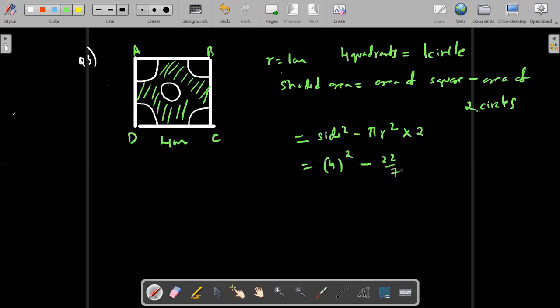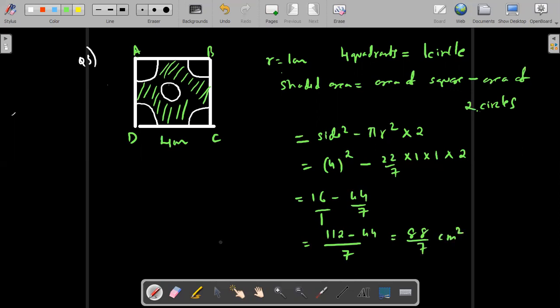So 22 by 7 is the value of pi. The radius of the circle is 1 centimeter, and we are multiplying by 2 because one circle in between and the 4 quadrants will make one circle, so in total there will be 2 circles. So finally we are going to get 16 minus 44 by 7. I can take the LCM and I'm going to get 112 minus 44. So we get the shaded region as 88 by 7 centimeter square.